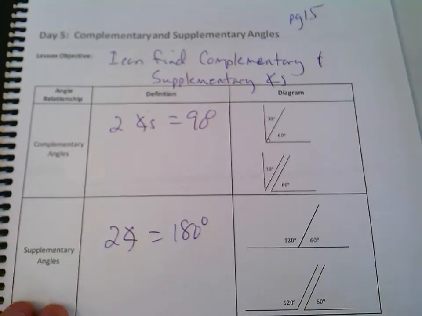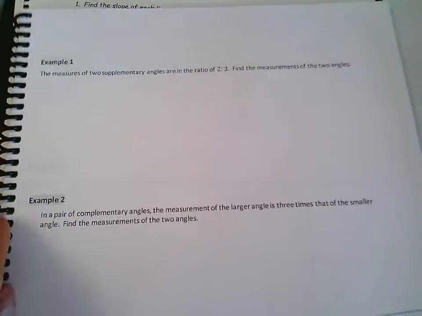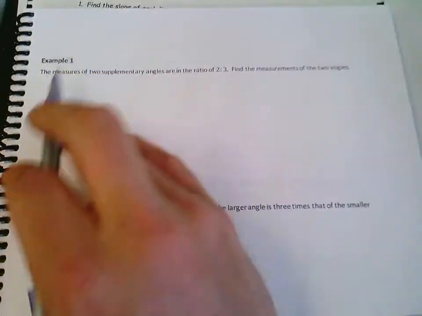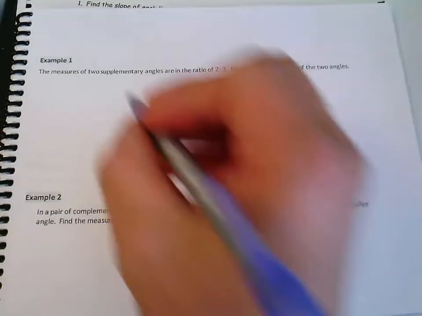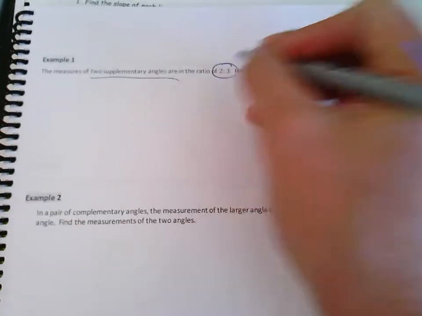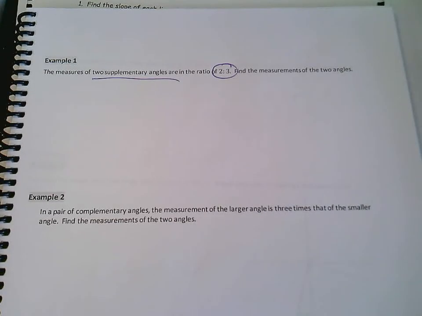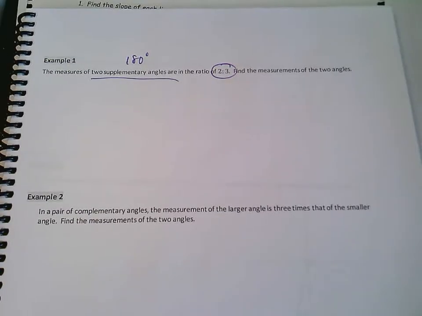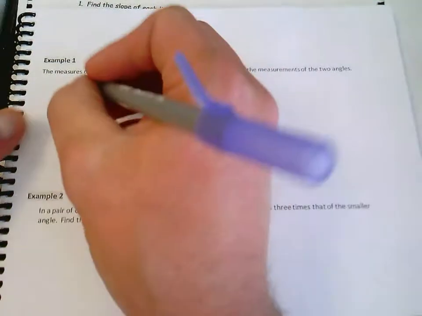Okay, so going to the next page, example number 1. So what's going to happen is you're going to have example number 1, measures of two supplementary angles. All right, and this is something that we haven't done this year. We've talked a lot about ratios, so let me just show you how easy this actually will be. Two supplementary angles. So whenever I'm solving supplementary angle or complementary angle problems, first thing I'm going to do is I'm going to label angles.